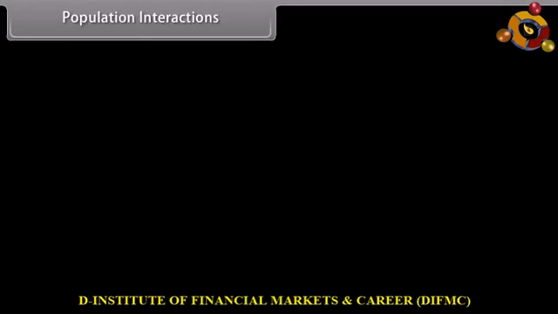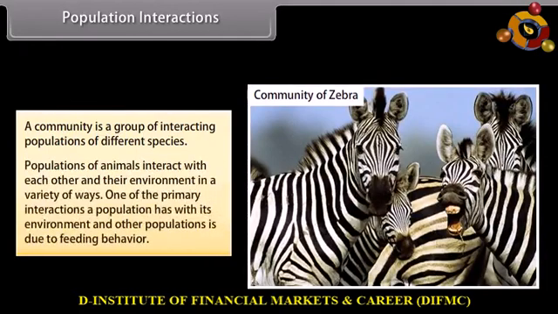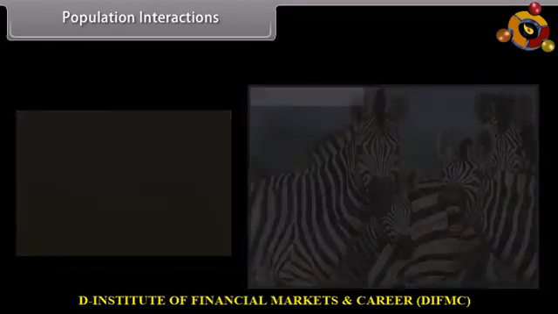Population interactions. A community is a group of interacting populations of different species. Populations of animals interact with each other and their environment in a variety of ways. One of the primary interactions a population has with its environment and other populations is due to feeding behavior.